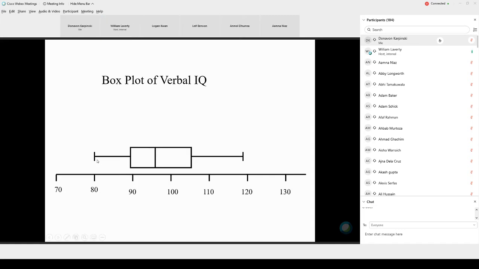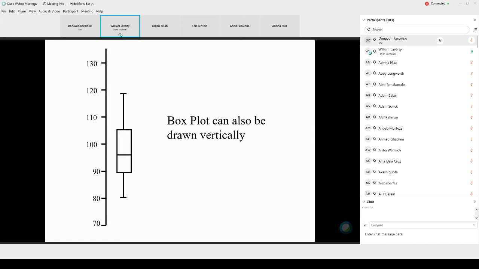The minimum is the end of the lower whisker. The maximum is the end of the upper whisker. The box goes from Q1 up to Q3 and has a line at the median. You could draw a histogram and it would be over top of this. You can also have box plots plotted vertically. You don't have to have them horizontal.